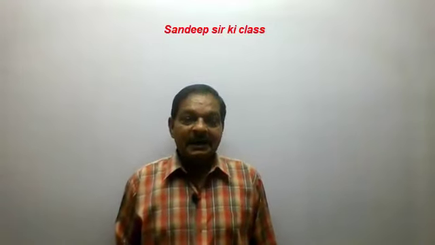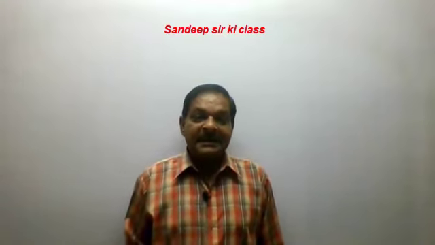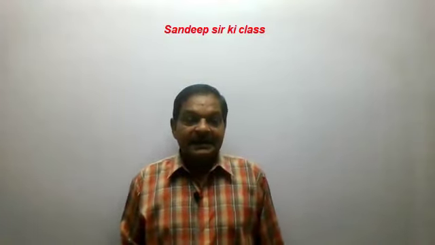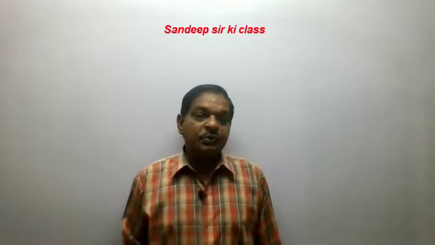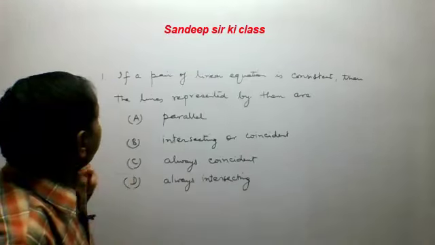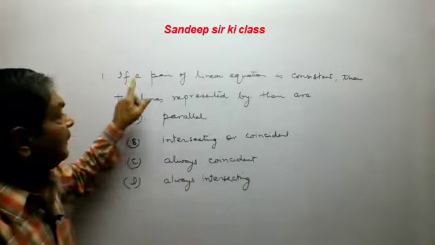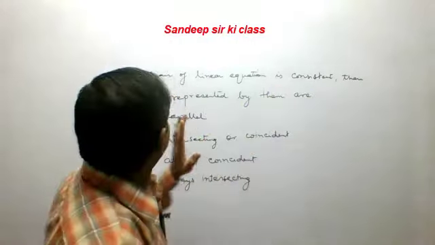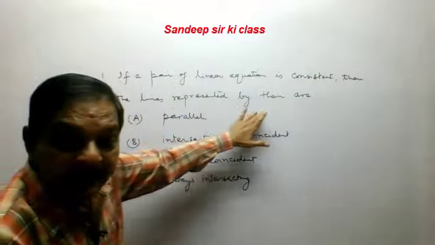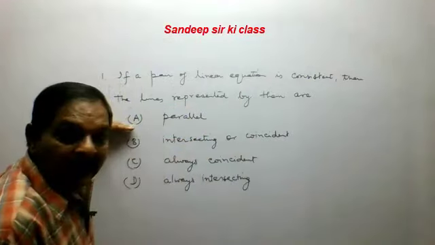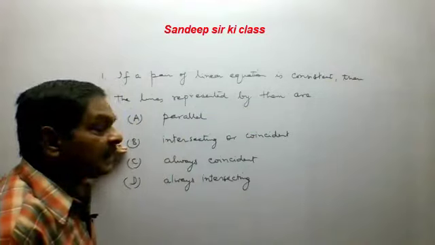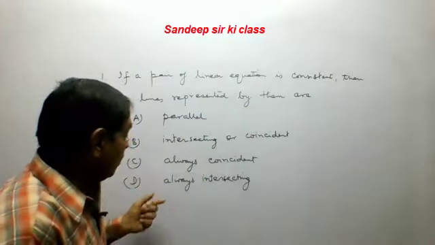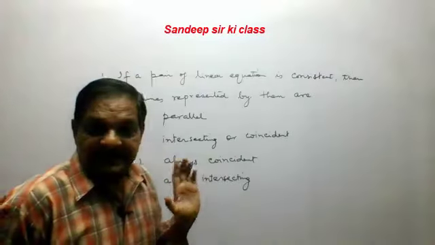So let us start from question number 1 and see how the question paper was, and we will be discussing the solution of each question one by one. Question number 1. If a pair of linear equations is consistent, then the lines represented by them are: A. Parallel, B. Intersecting or coincident, C. Always coincident, and D. Always intersecting.